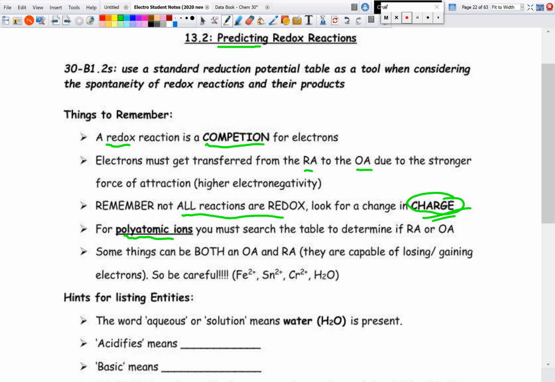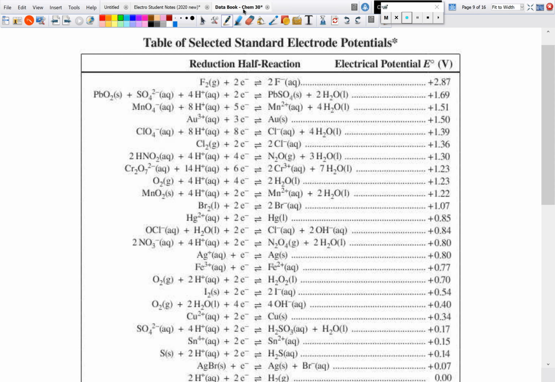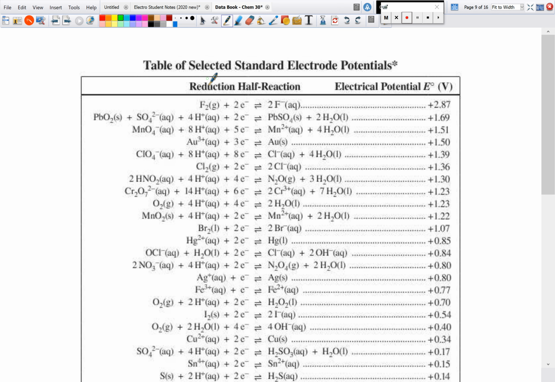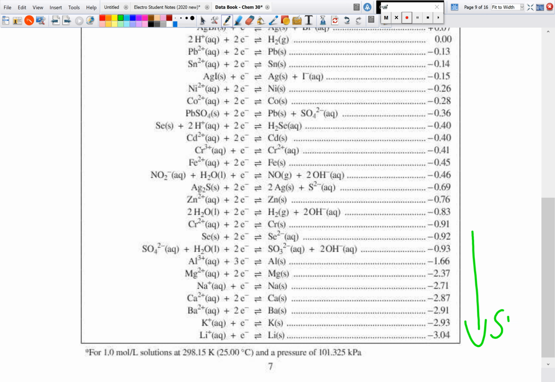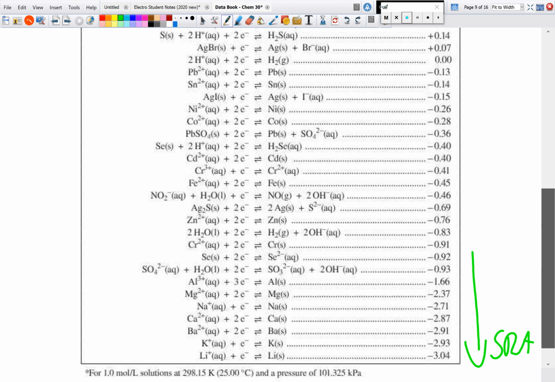But for the polyatomic ions, we're going to have to search our table to determine if they are a reducing agent or an oxidizing agent. So what that means is we're going to have to refer to our table of selected standard electropotentials or our reduction half reactions here. So remember, if it's on the left-hand side, these are the oxidizing agent side, and our strongest is up at the top left. And of course, on the right-hand side is our reducing agents, and as we go down, we get our strongest reducing agents down to the bottom right-hand side.